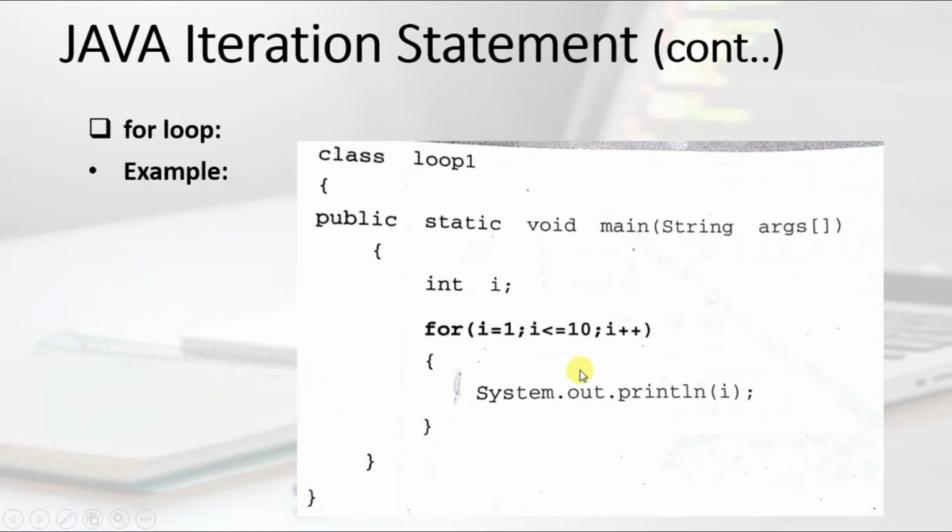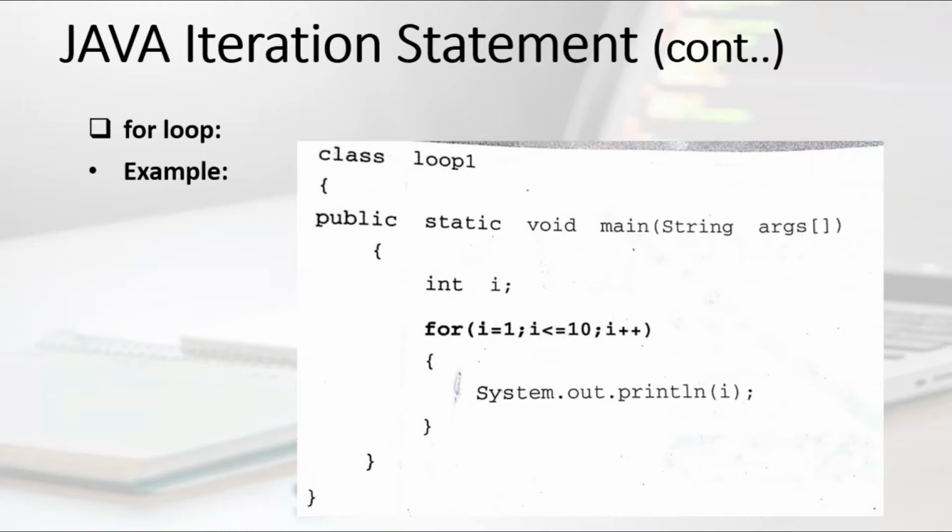Now suppose for the value of i equal to 10, 10 is less than or equal to 10. It is true, so it is going to execute the statement. Now for i plus plus, 10 plus 1 is 11, and the condition 11 less than or equal to 10 is false. This statement is not going to execute any further, and the output will be 1, 2, 3, 4, 5, 6, 7, 8, 9 and 10.